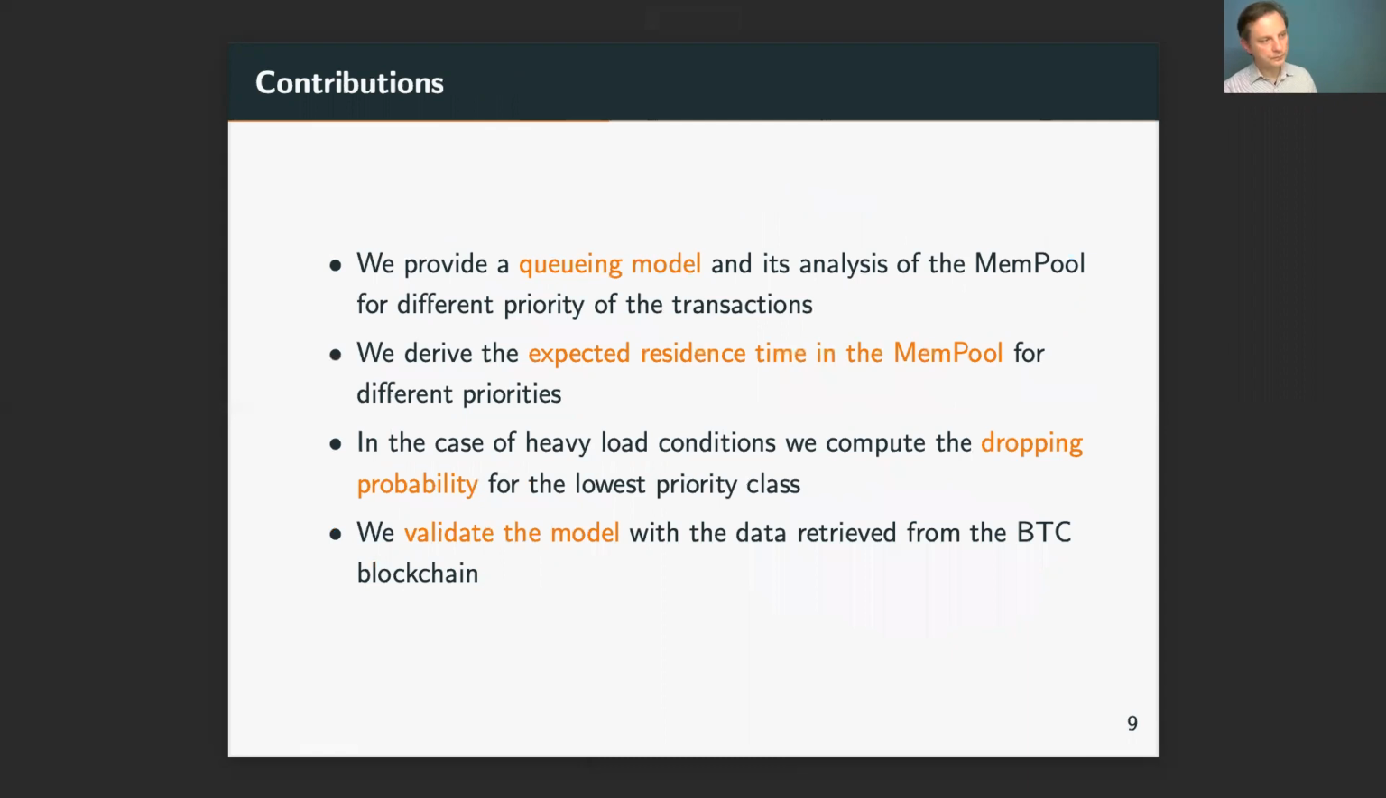The contribution is the introduction of a queue model that analyzes the mempool and the delay of the transactions in the mempool based on the priority that they have, on the fee that they offer. And then we study two methods for handling the case in which the arrival intensity is higher than the maximum throughput of the system. So in that case, we need to drop some of the transactions. And we will see two methods of dropping, one based on the maximum size of the mempool and one based on the timeout. Then we validate the model with the data retrieved from the Bitcoin blockchain.